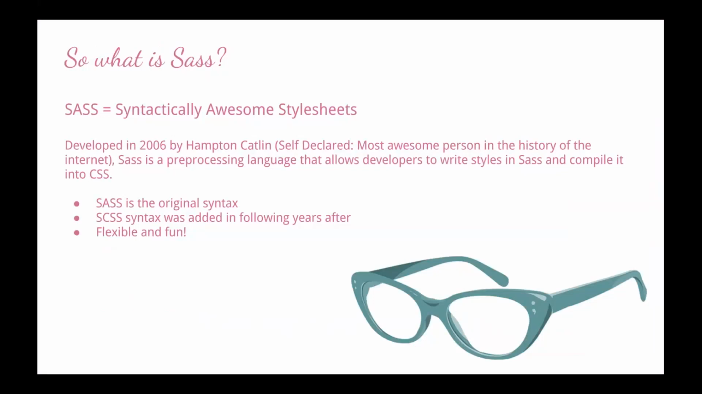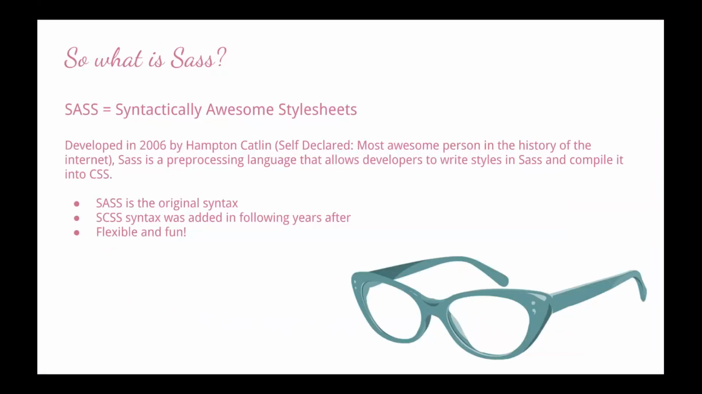So SASS stands for Syntactically Awesome Style Sheet. I can't make this up. It's literally what it's called because it's awesome. It was developed in 2006 by Hampton Catlin. He is the self-declared most awesome person in the history of the internet, which I beg to differ because I think Ethan Marcotte is the coolest person on the internet.